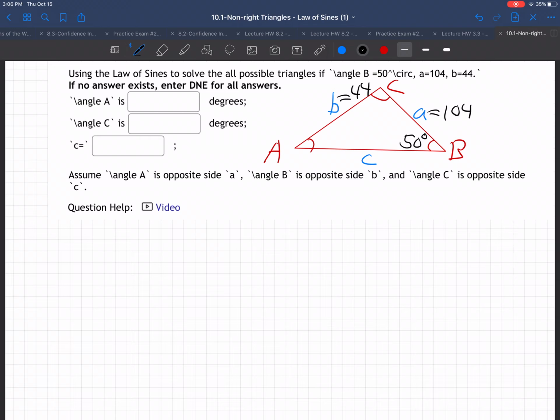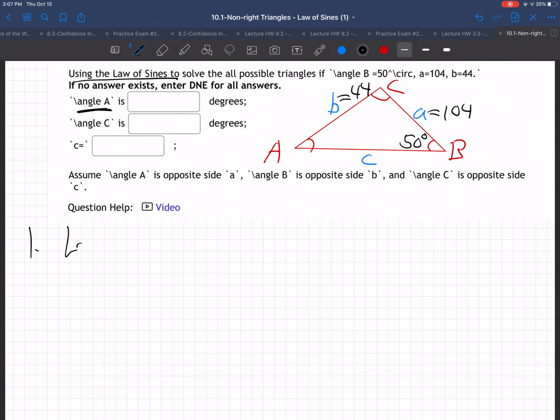Let's go through it. First off, we're supposed to find angle A. How are we going to do it? Well, there's no right triangles here, right? There's no right triangle, so we can't use SOHCAHTOA. That's only for right triangles, because SOHCAHTOA has an H in it, which stands for hypotenuse, which means you have a right triangle, the hypotenuse being across from the right angle. We don't have a right triangle, so we can't use SOHCAHTOA. We have to use the law of sines.